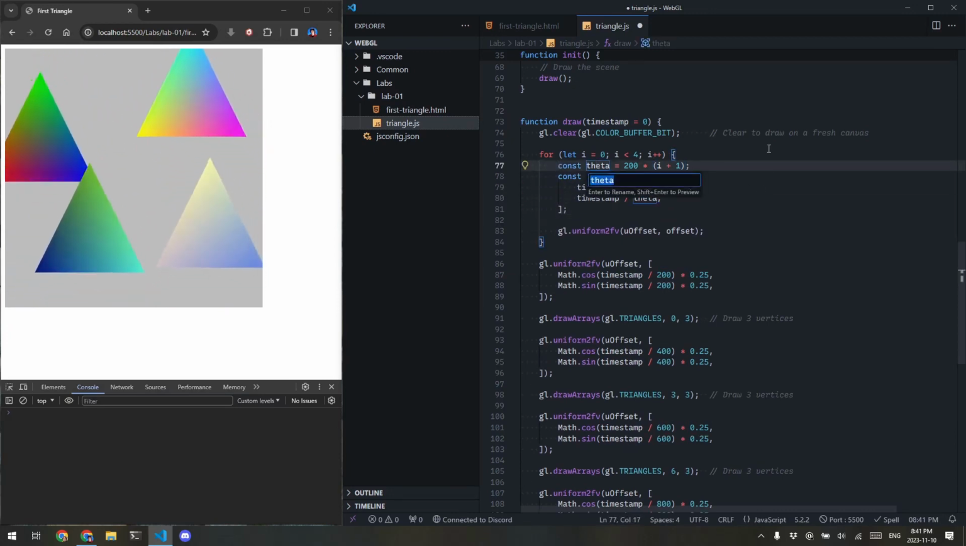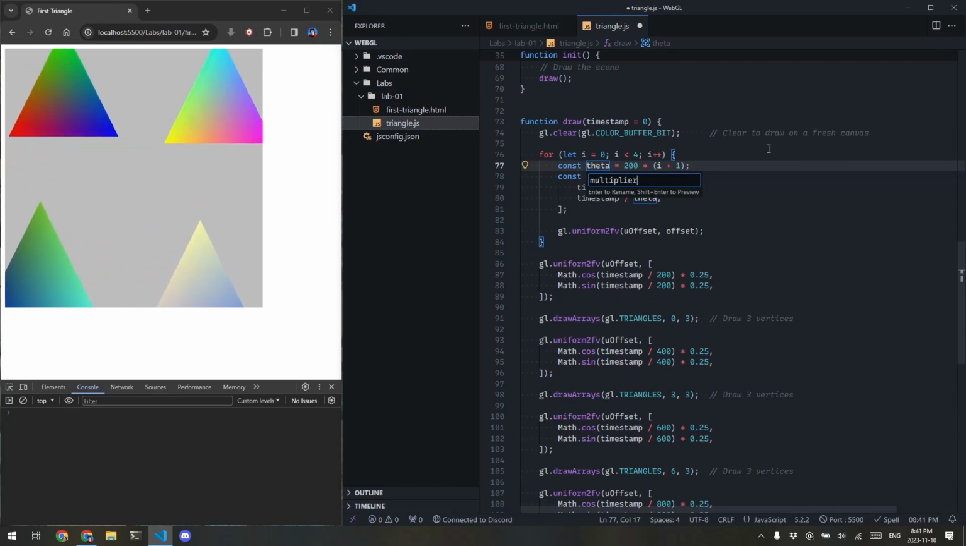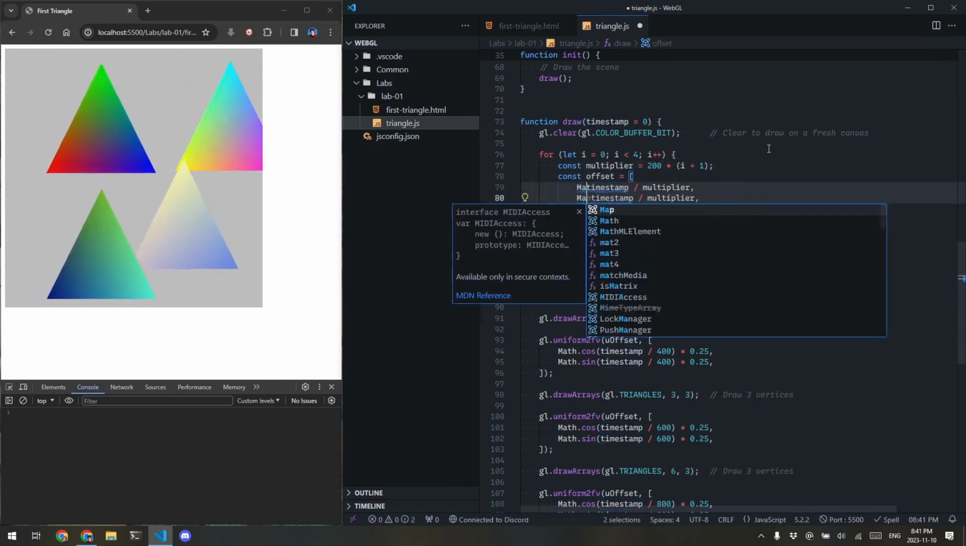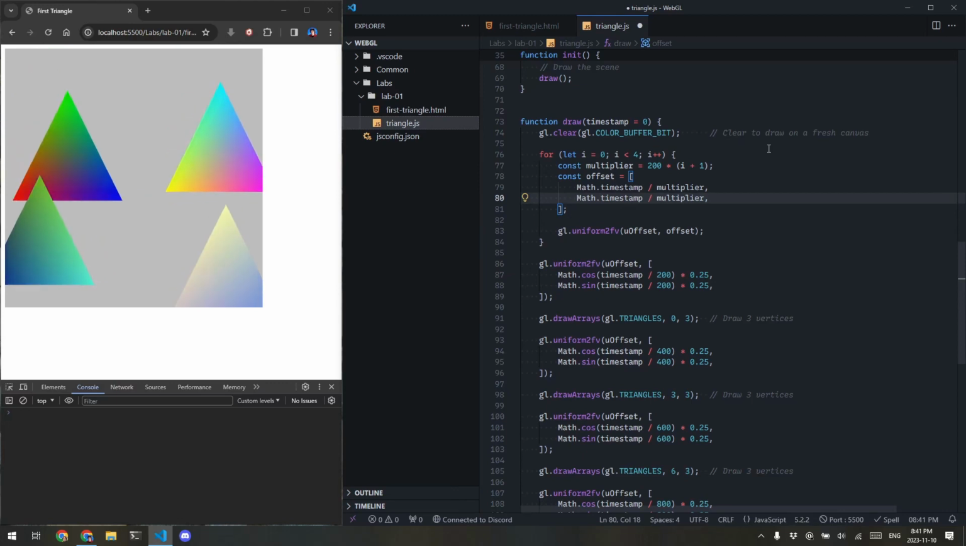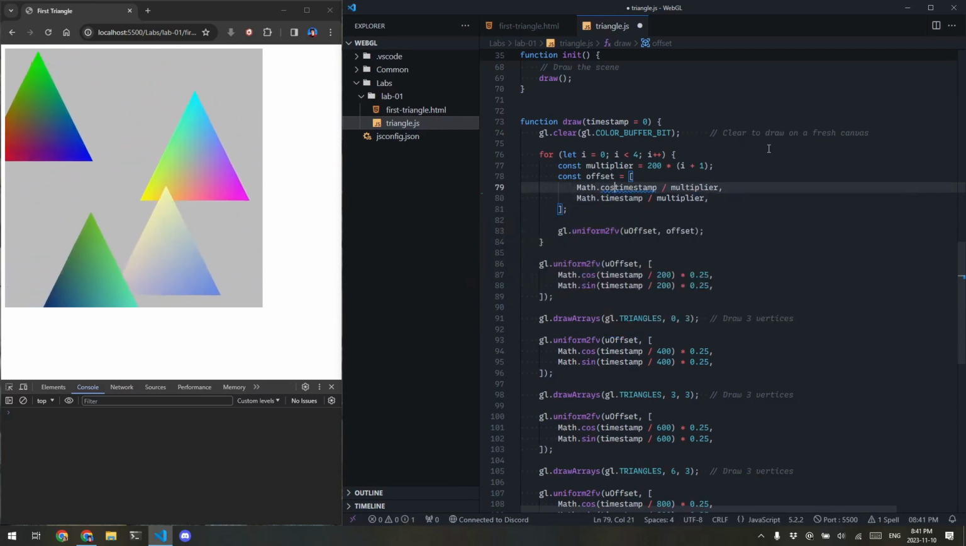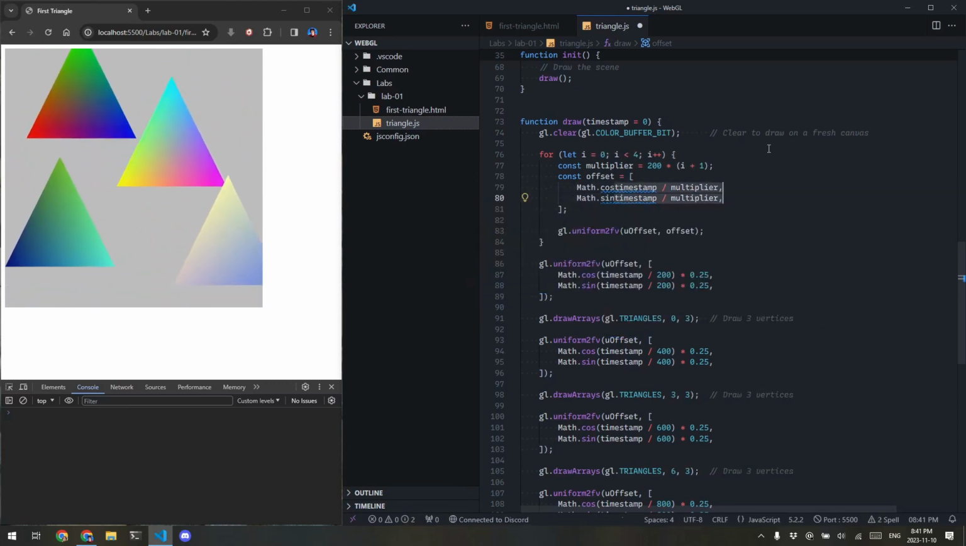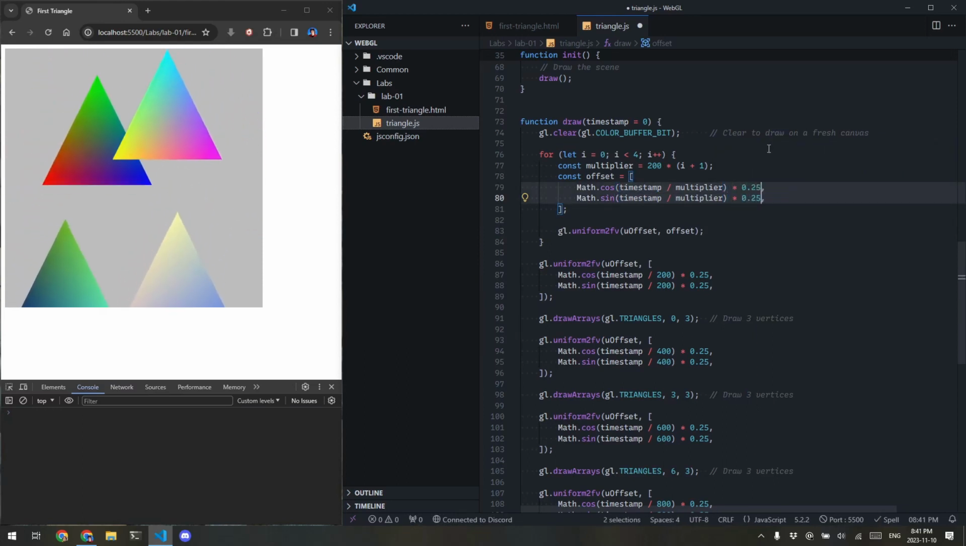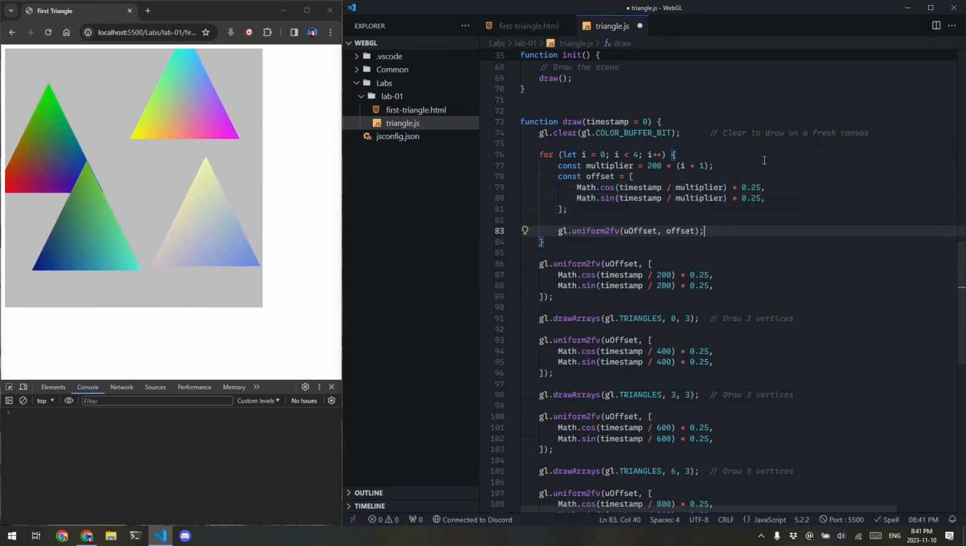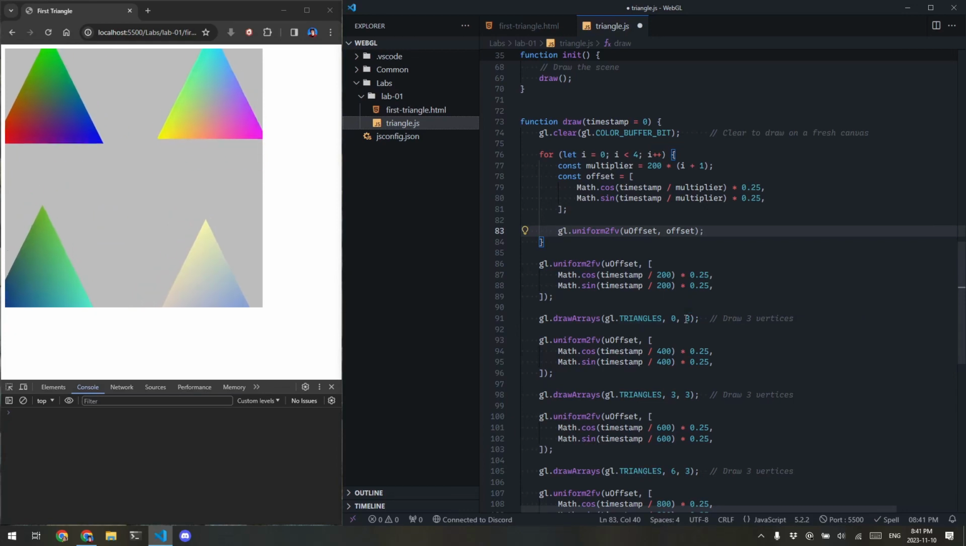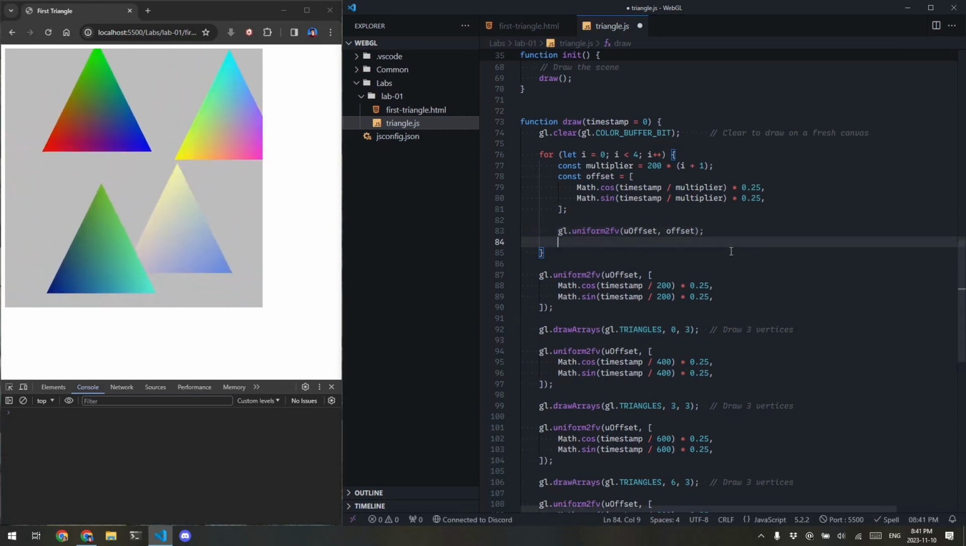Maybe I'll call this multiplier. And then Math.cos and sine. And then shrink those by a quarter. There we go. And then in here, same thing that I did with my 200, right? I'm just going to do a quick little mental math.